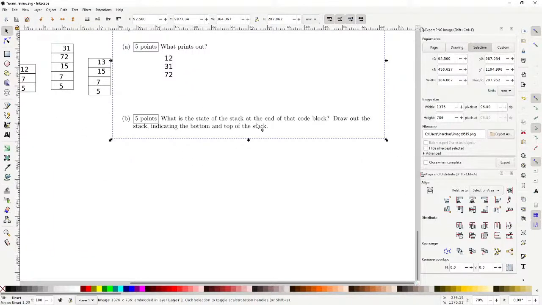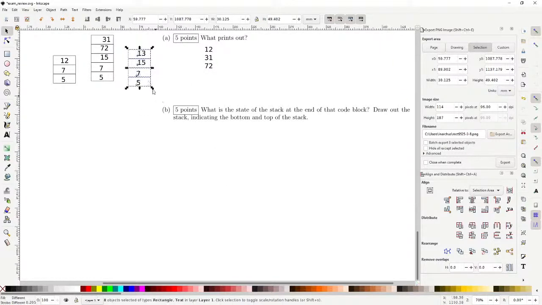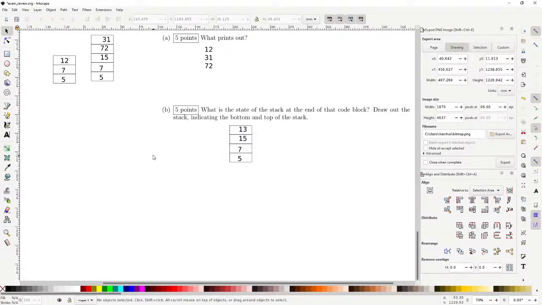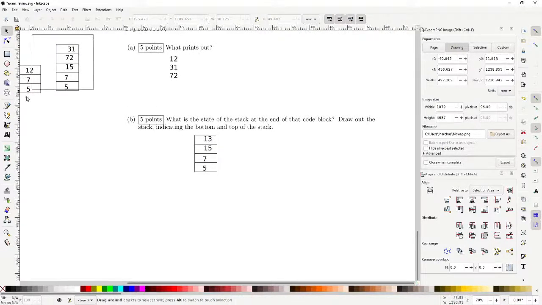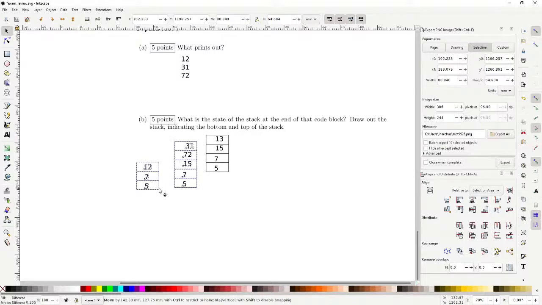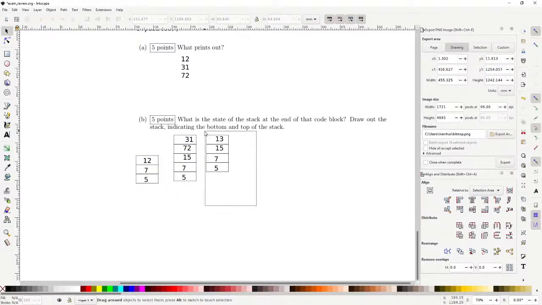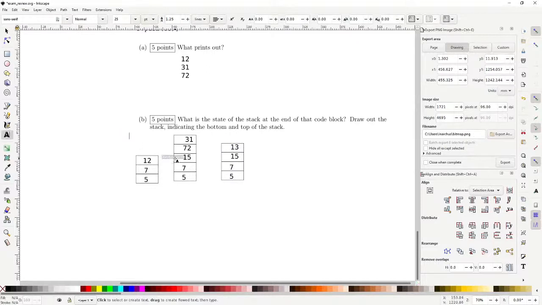And then what is the state of the stack? Draw out the stack, indicating the bottom and the top. So basically, all you really have to do is this, but it'd be nice if you included your other diagrams. Just put these all here, and you can say this one's the current stack. These are all working, this is just show your work. And then you say this one is the top of the current stack. That's all you really have to do for this problem.